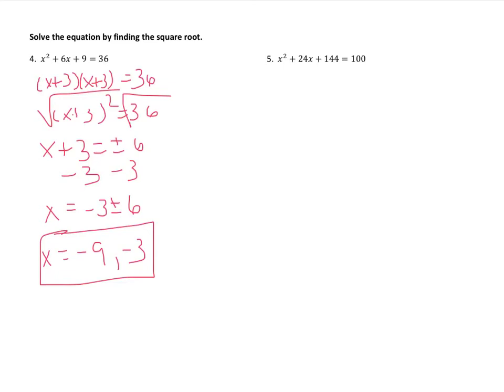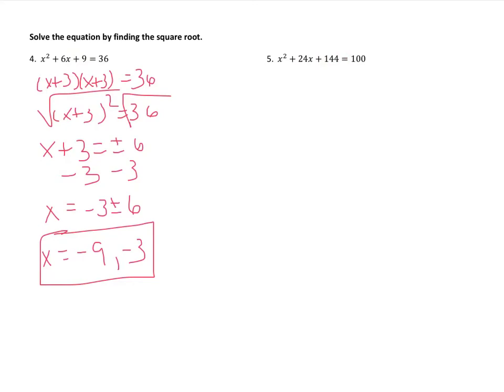So think about what multiplies to 144 and adds to 24. Or if you look with something like this, what's 6 divided by 2? It's 3. See, I'm looking at b. Is 3 times 3 9? Yep. What's 24 divided by 2? 12. Is 12 times 12 144? Yes.